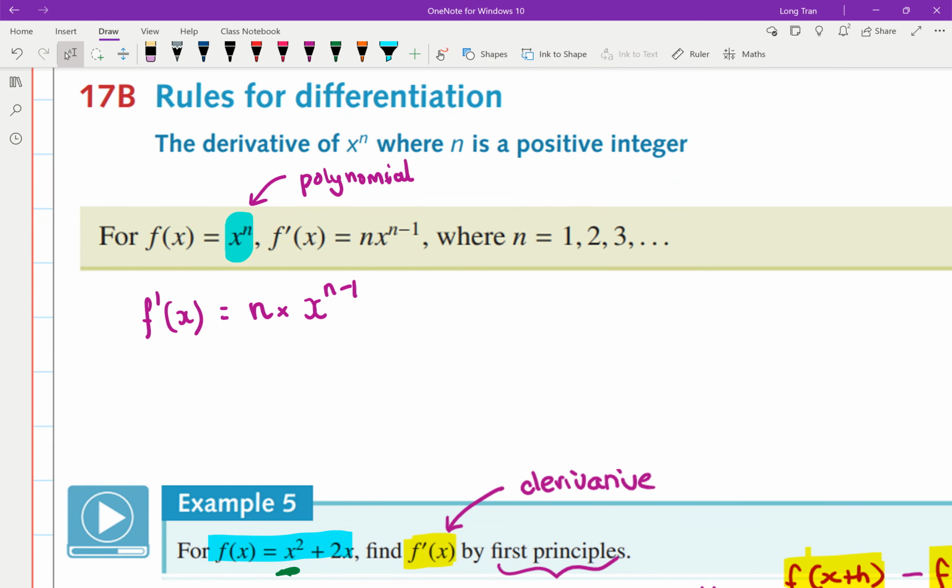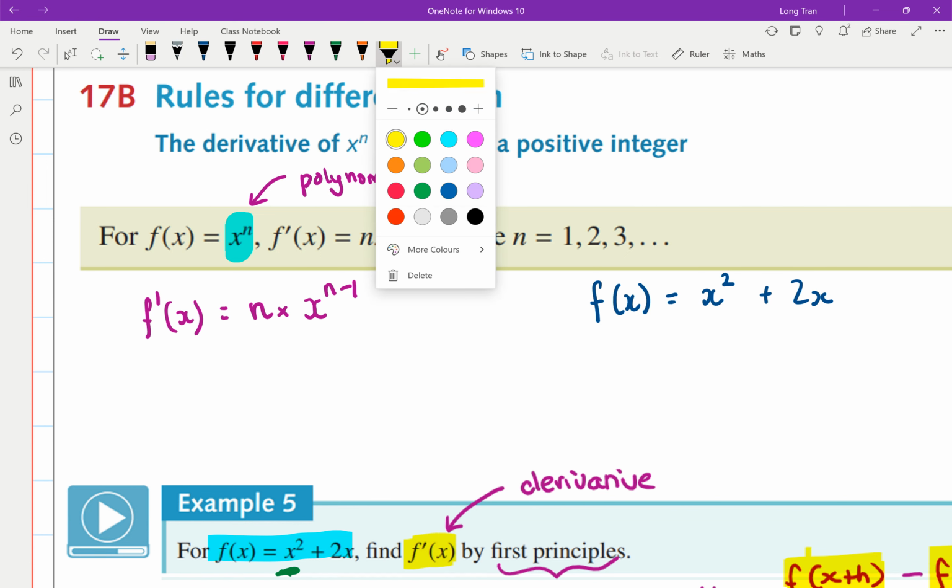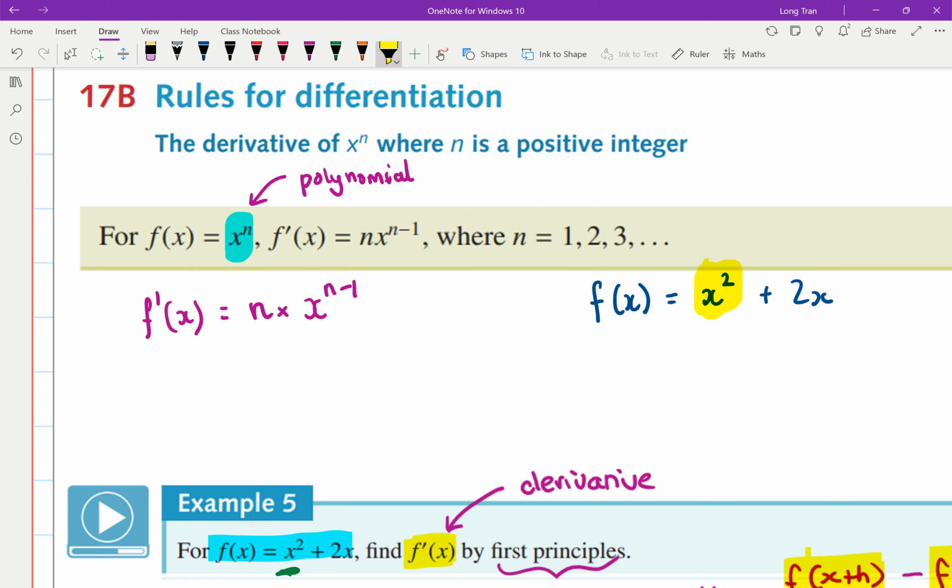So our function, I'm going to do the same thing as an example. F of x is x squared plus 2x. Okay? What I can see here is they're both polynomials. So this is a polynomial. It's x to the power of 2. This one over here is a polynomial because it's x to the power of 1.